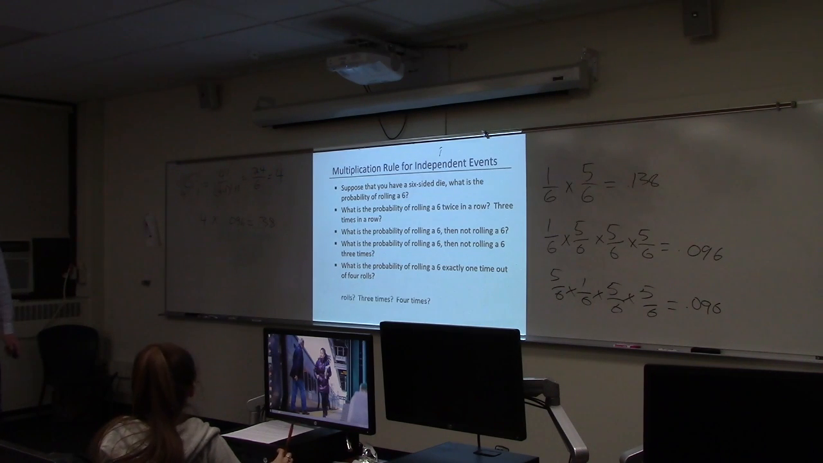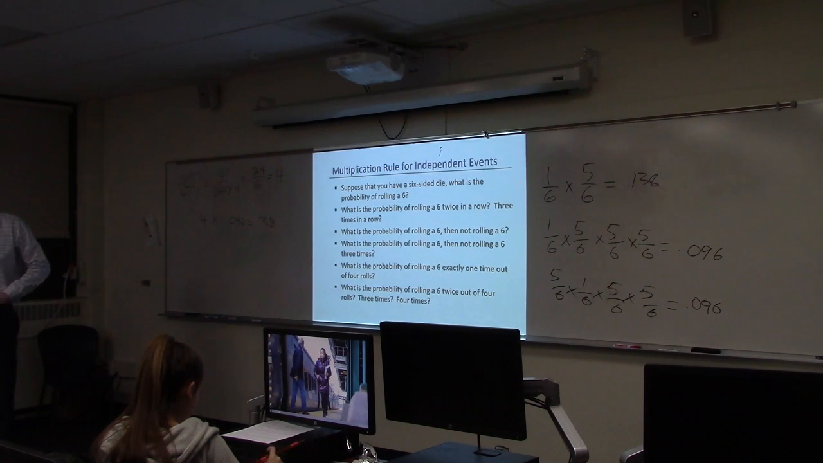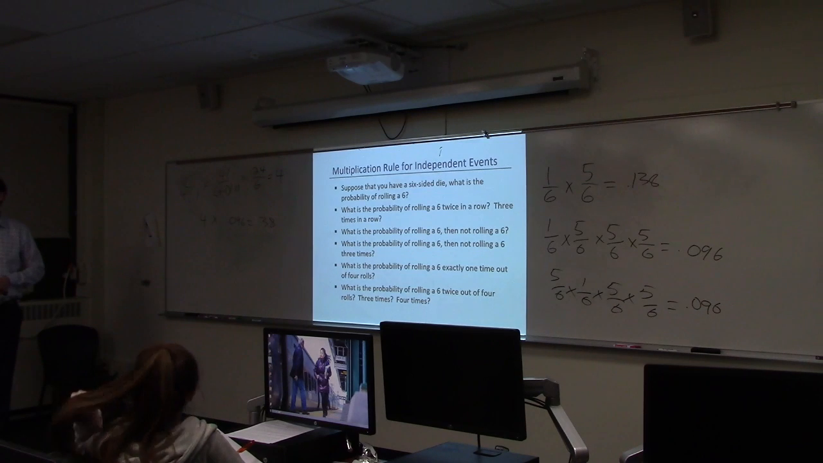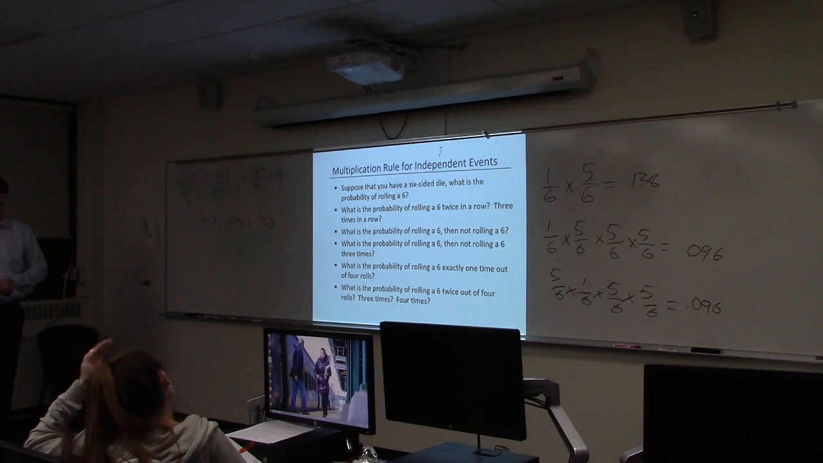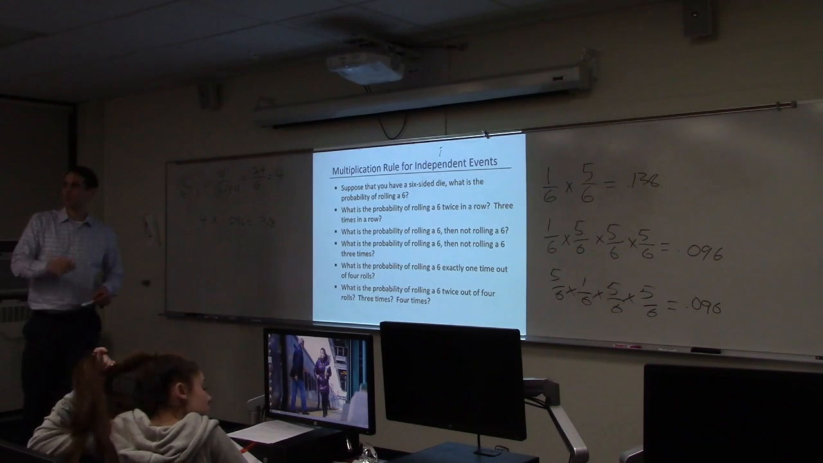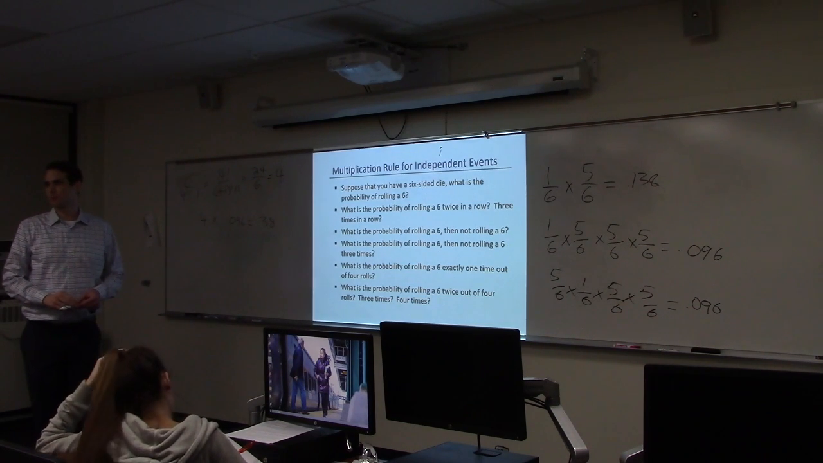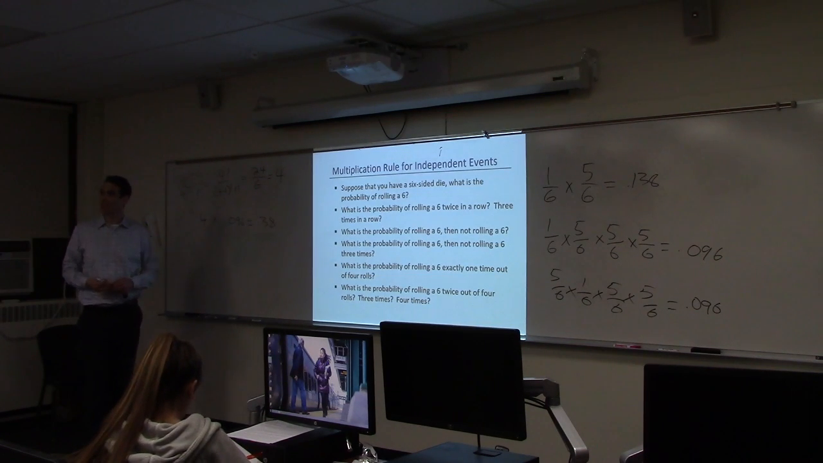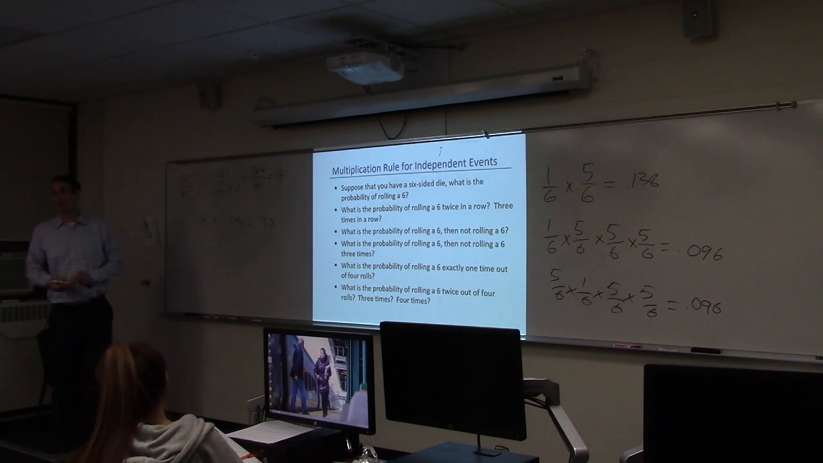All right. What is the probability of rolling a 6 twice out of 4 rolls? How are we going to calculate this problem? Twice out of 4 rolls. So I'm going to roll the die 4 times. I could get a 6 the first time, then a 6 the second time, and then not a 6 the third and fourth time. So you do the same thing, but replace 1 with 2.